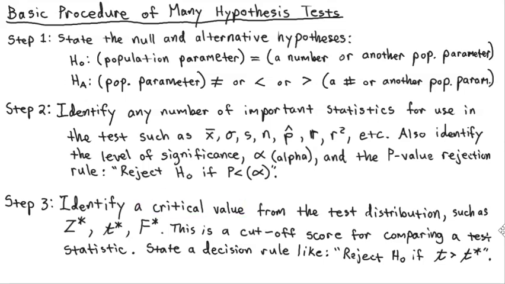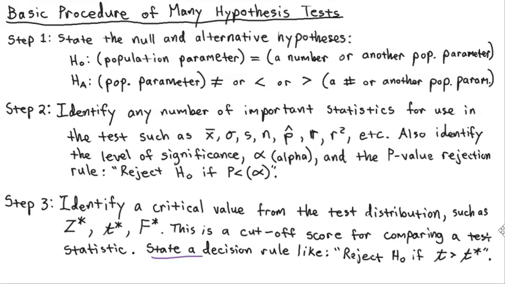Okay. Now a typical step 3 could be that we're going to identify what we often refer to as a critical value, and it's based on some kind of statistical distribution, like the z distribution or the t distribution or the f distribution, or maybe the chi-square distribution. And sometimes what we'll do is we'll take the letter of the distribution, like z, and we'll put a little star or an asterisk on it, and we'll call this the critical value of z, or the critical value of t, or the critical value of f. And this critical value is basically a cutoff score for comparing a test statistic with basically the same letter. So we would compare z to z star, t to t star, and f to f star.